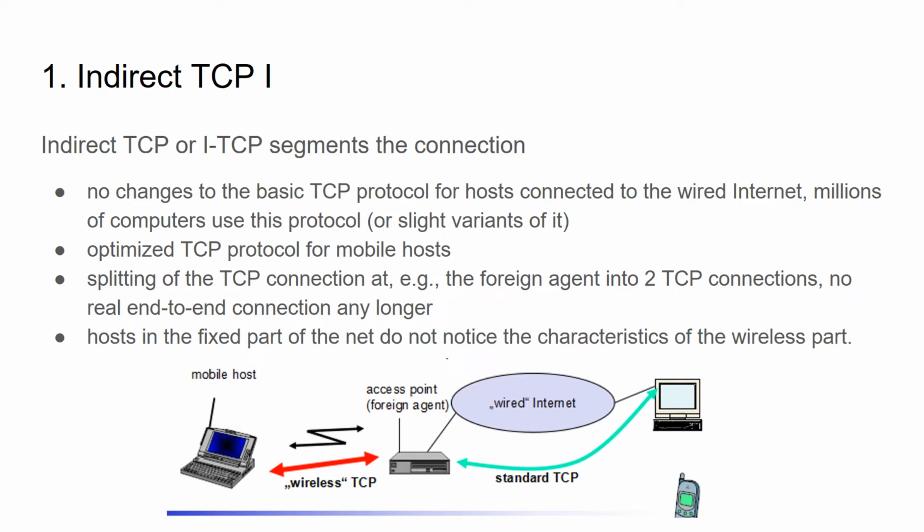No changes to the basic TCP protocol for hosts connected to the wired internet. Millions of computers use this protocol, and splitting of the TCP connection, for example using the foreign agent, into two TCP connections, that is a real end-to-end connection. And the host has to be fixed part of the net and the characteristics of the wireless part. So this is indirect TCP.